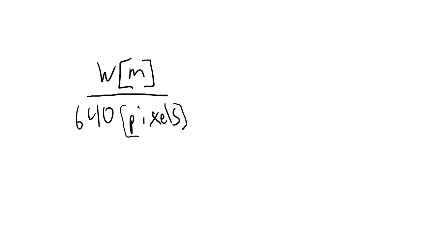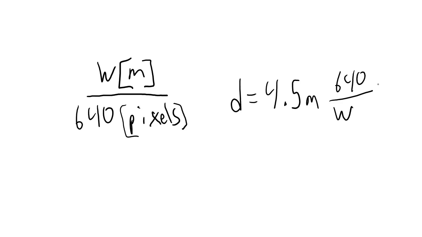I know that the length of an average car is about 4.5 meters, but I need to get that value in pixels. So D, which is in units of pixels, is equal to 4.5 meters, the average length of the car, times 640 divided by W. This is pixels per meter. The meters will cancel out and leave me with the length of an average car in units of pixels for this particular example with this example camera setup.